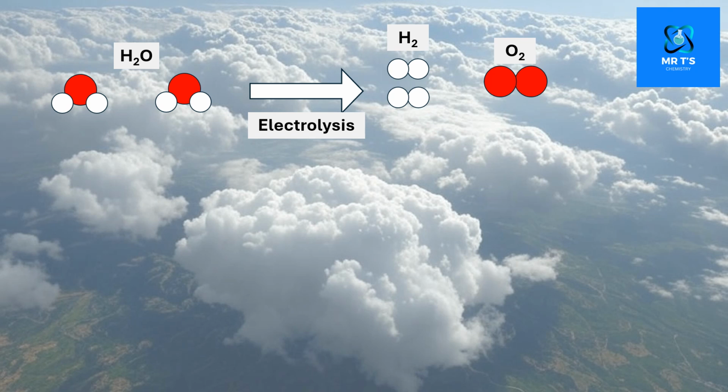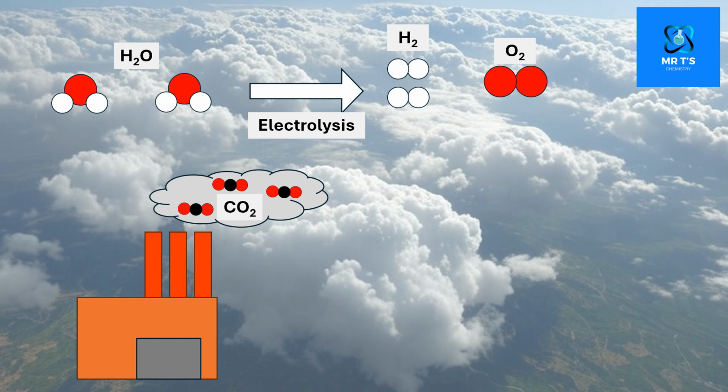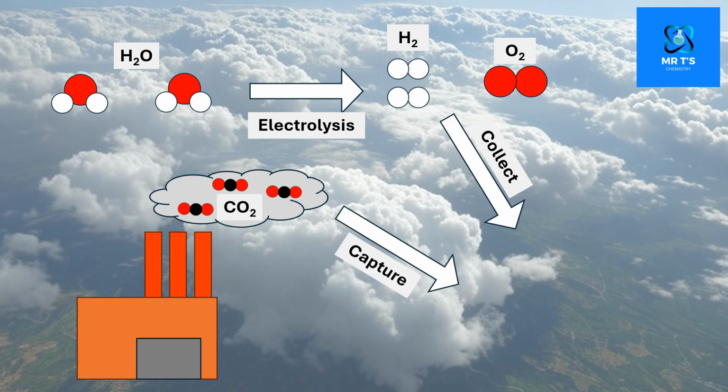Next, carbon dioxide comes from the air, factory emissions, or even your breath. We can capture the carbon dioxide and use it as our carbon source. These two simple molecules, hydrogen and carbon dioxide, are the molecules we need to begin the process of producing synthetic fuel.